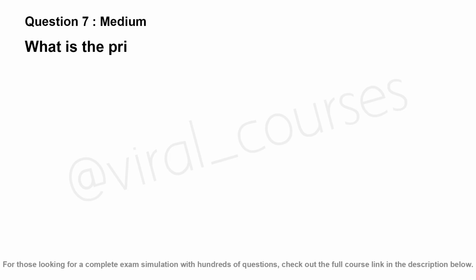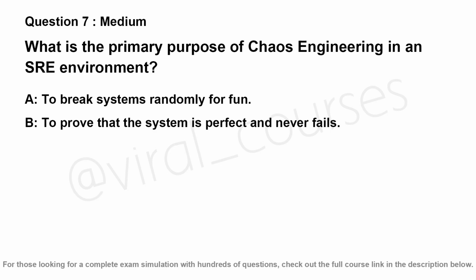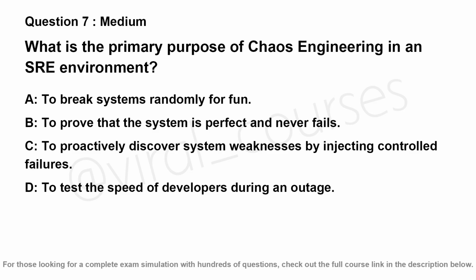What is the primary purpose of chaos engineering in an SRE environment? Option A. To break systems randomly for fun. Option B. To prove that the system is perfect and never fails. Option C. To proactively discover system weaknesses by injecting controlled failures. Option D. To test the speed of developers during an outage.